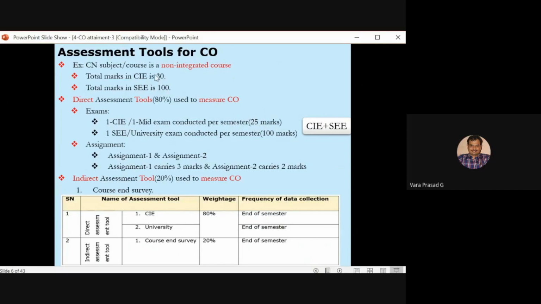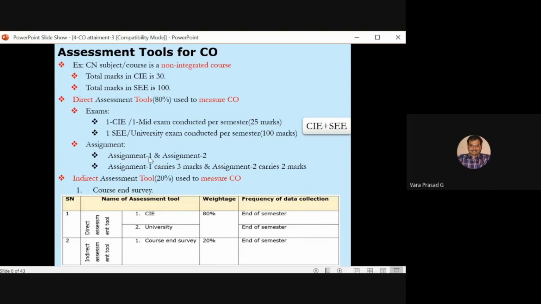If you look here, I already told that the total mark for the CIE is 30. 25 marks are reserved for the theory exams, and 5 marks are reserved for the assignment. The university exam for this particular subject is 100 marks. With respect to assignments, this faculty is giving two assignments. Assignment 1 carries 3 marks, Assignment 2 carries 2 marks. So 3 plus 2, how much? It is 5.